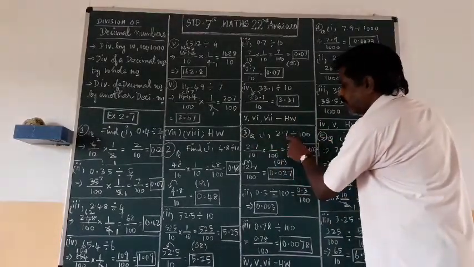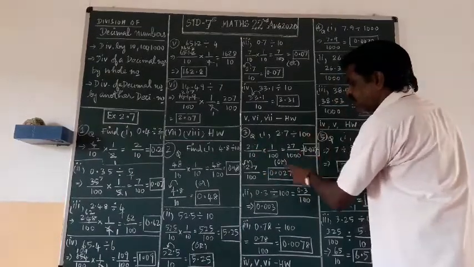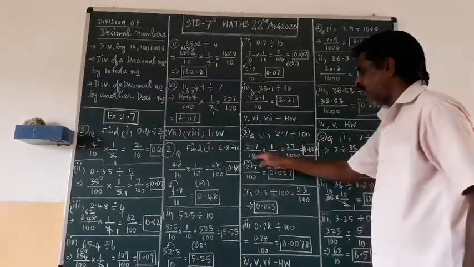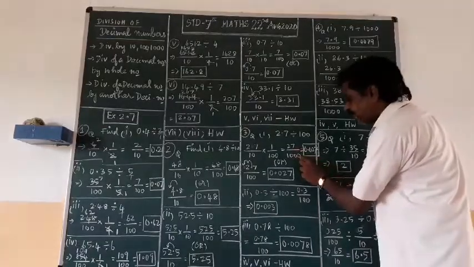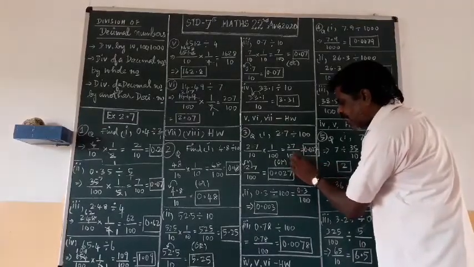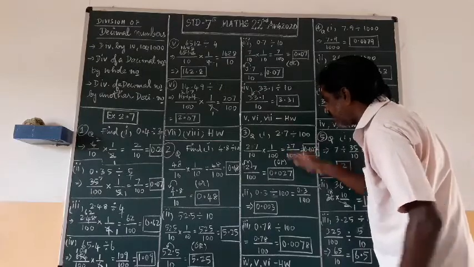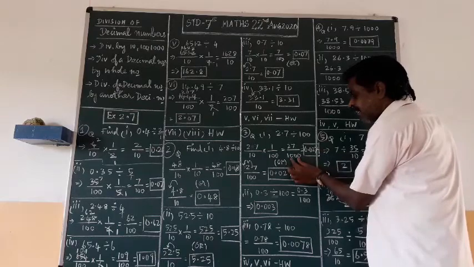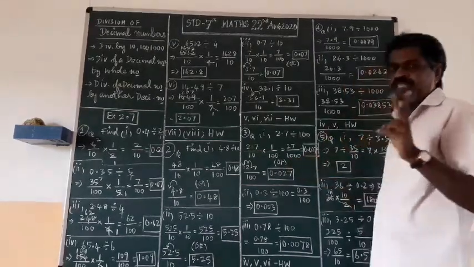2.7 I am removing the decimal here. So 27 upon 10 into reciprocal of 100. 1 upon 100. Then I am multiplying 27 upon 10 into 100, 1000. So 27 upon 1000. See how many zeros? 1, 2, 3. So 3 digit you have to move. 1 is there, 2 is there, 3 is not there. 0. So 0.027. 3 digit means 3 zeros means after decimal there should be 3 digits.